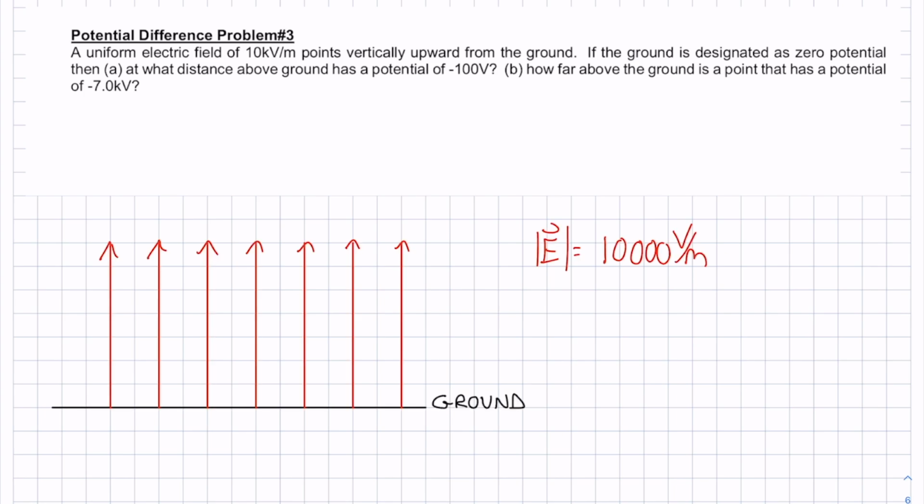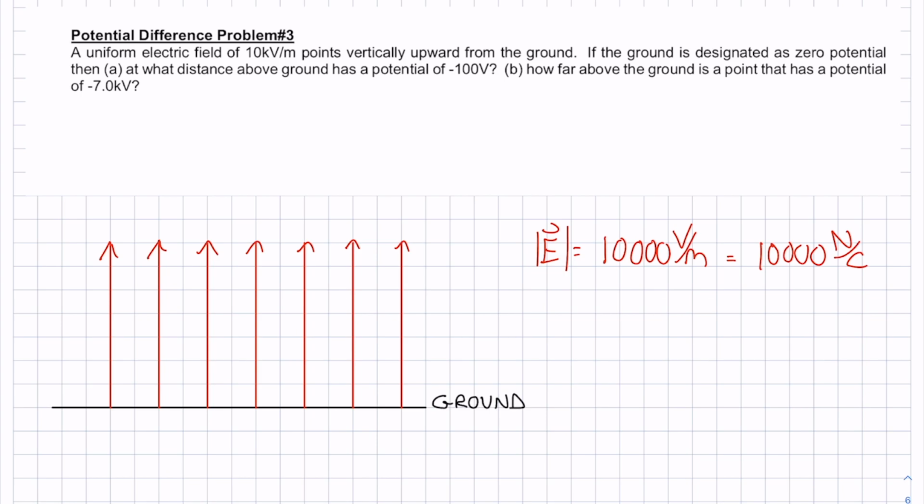Okay, here's a simple diagram. I've labeled the ground. The electric field is in red. You can see it's pointing upwards, and the magnitude of it is 10,000 volts per meter. Just to remind you, the unit of volts per meter is the same as a Newton per Coulomb. So this is equivalent to 10,000 newtons per Coulomb.